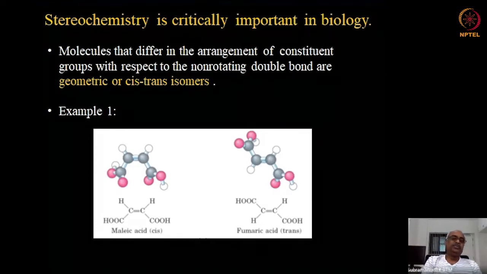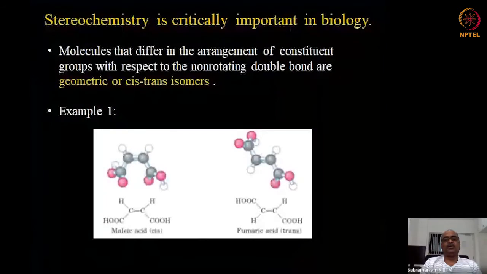And due to this sort of arrangement around double bonded carbon atoms, we often call them cis-trans isomers or geometric isomers. So when you use these two terms, you are referring to a configuration where the two configurations of a molecule differ in the arrangement of constituent groups with respect to the non-rotating double bond.